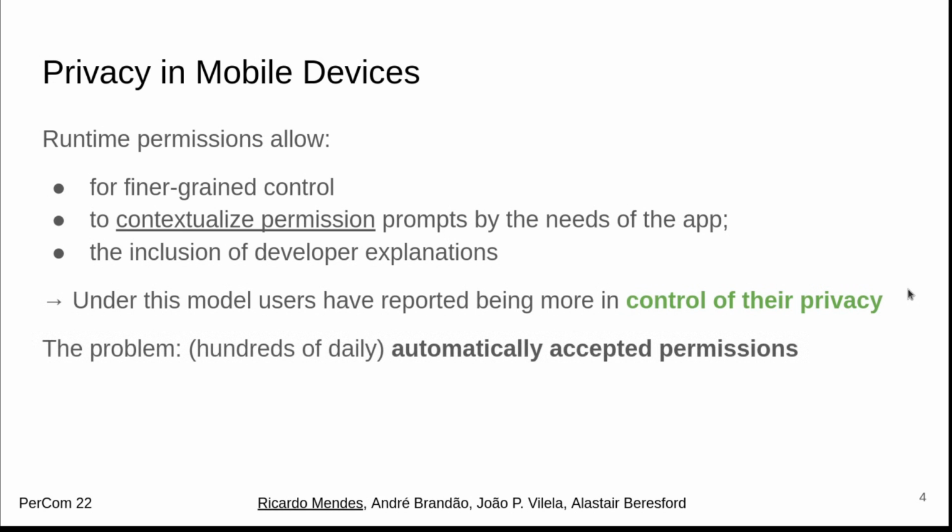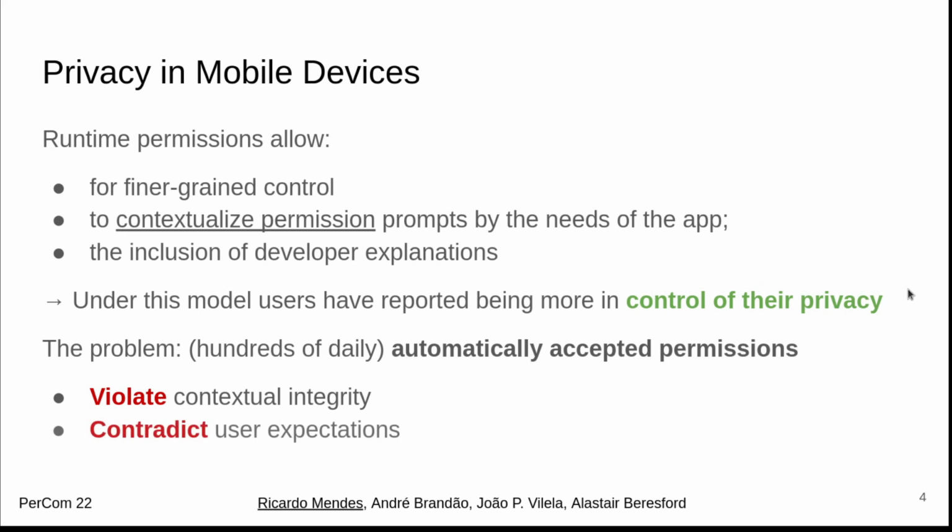Now, the problem with this model is the number of automatically accepted permissions. In fact, there are hundreds of automatically accepted permissions, and these violate contextual integrity. By this, I mean that they violate the personal preferences of the user at each context in which they are being automatically accepted, as this context might be different from the one where the user first accepted the permission, and therefore these contradict user expectations.